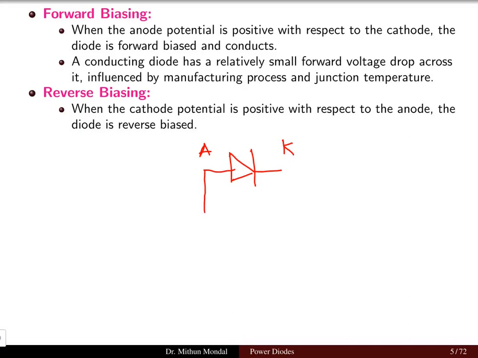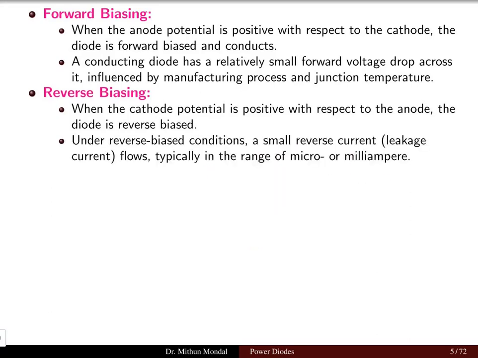Means the anode will be connected to the negative and the cathode will be connected to the positive terminal of the battery. So the current will not flow and the diode will act as reverse biased, or it will act as an open switch. Under reverse bias condition, a very small reverse current, which is known as the leakage current, flows, typically in the range of micro or milliampere.